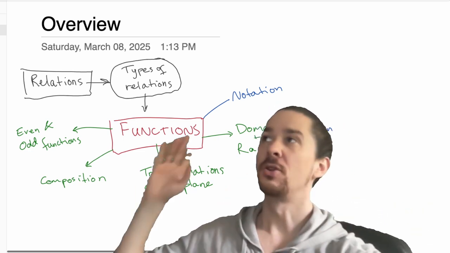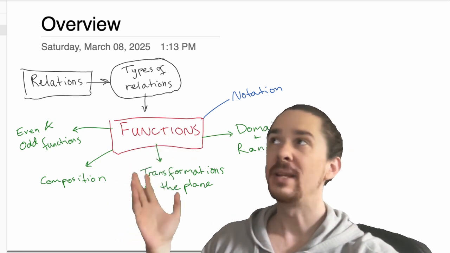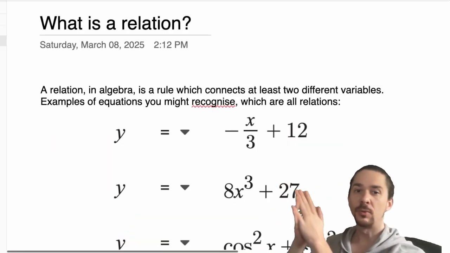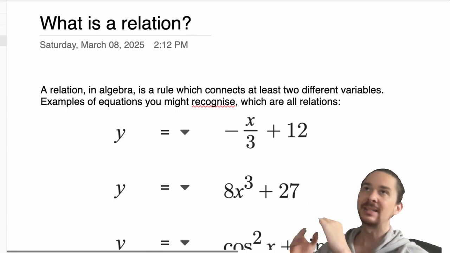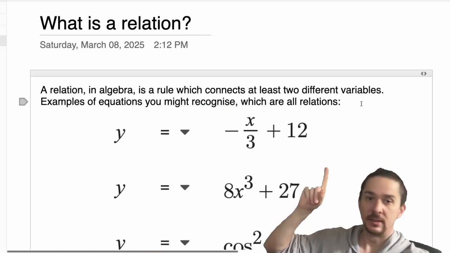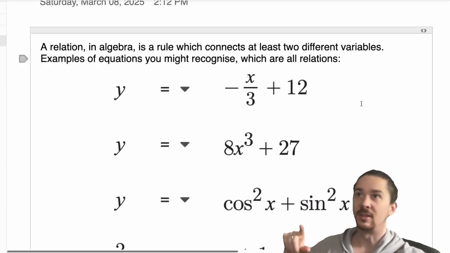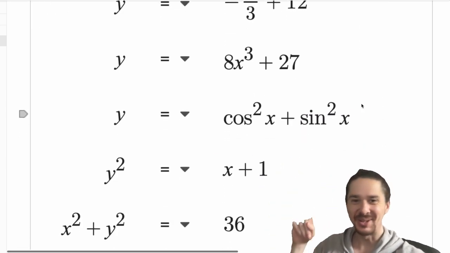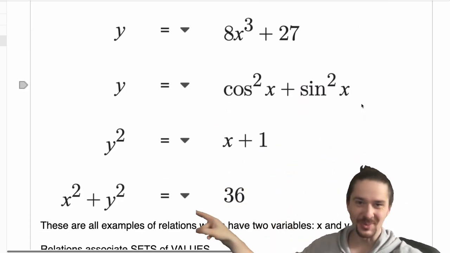Let's jump in. So I want to start with the question, what is a relation? In algebra, a relation is any rule that connects at least two different variables. So here we have examples of relations. Each of these is a relation, and each connects x and y.